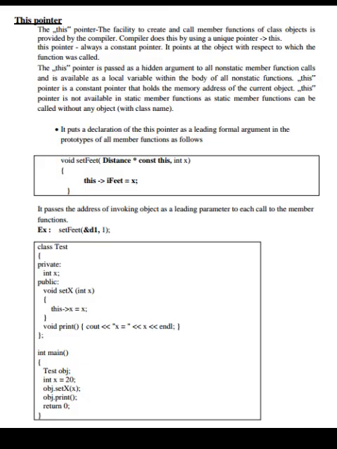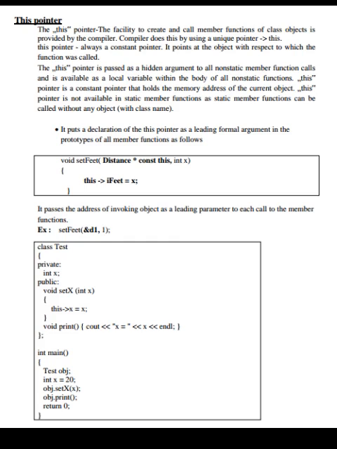Now let us see the this pointer. The facility to create and call member functions of a class object is provided by the compiler. The compiler does this by using a unique operator, the this pointer. The this pointer is always a constant pointer. It points at the object with respect to which the function was called. The this pointer is passed as a hidden argument to all non-static member function calls and is available as a local variable within the body of all non-static functions. The this pointer is a constant pointer that holds the memory address of the current object.